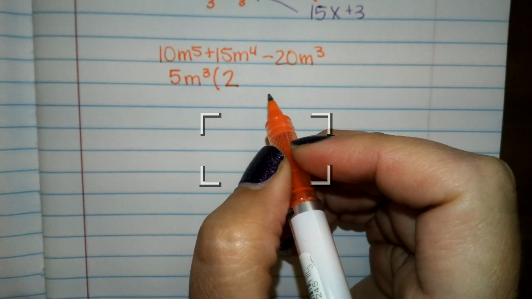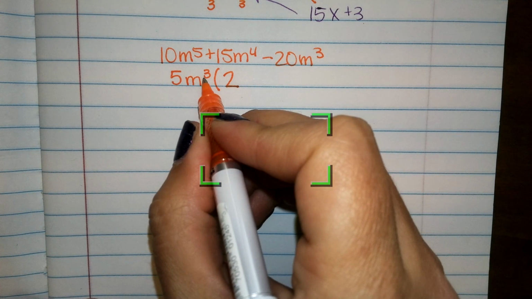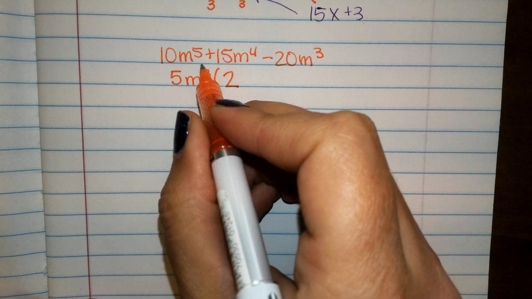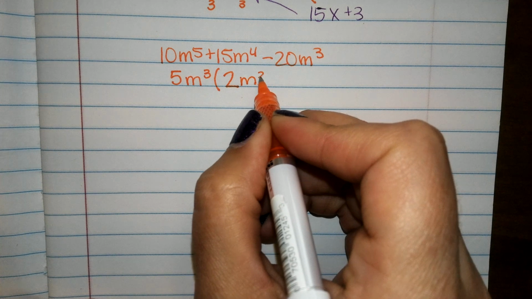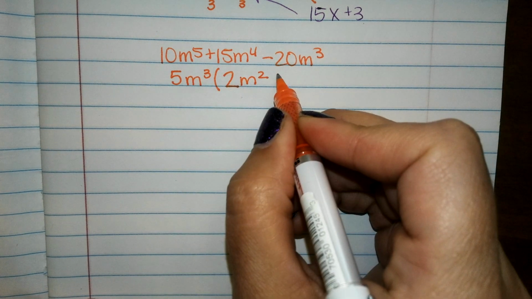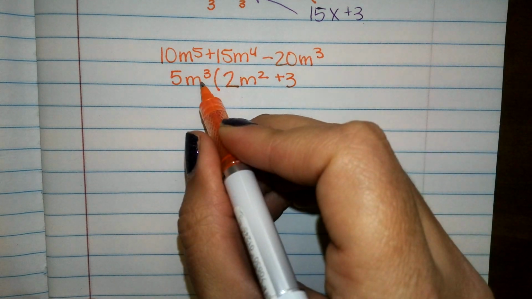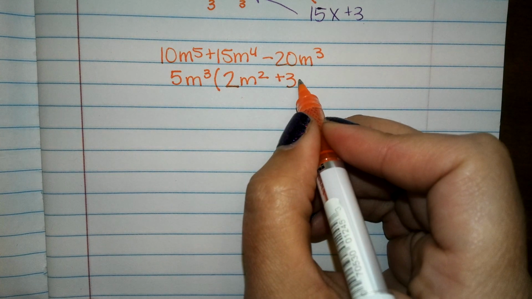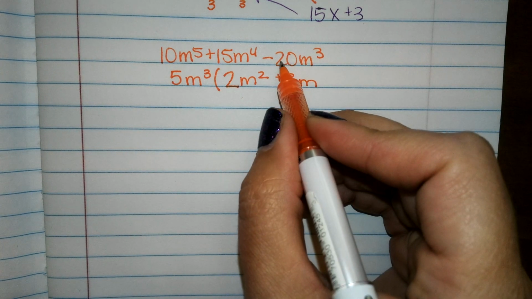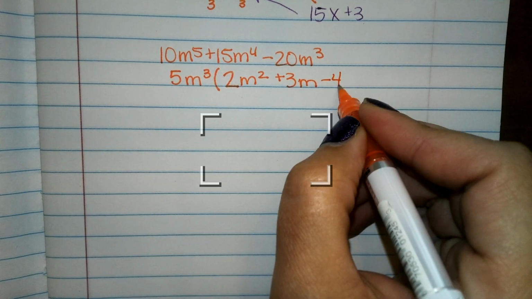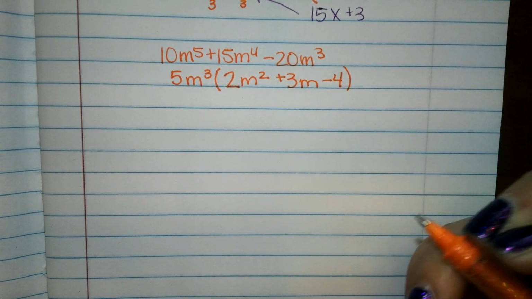Now, when I divide 10 by 5, I'm left with 2. And I have 3 m's. I need 5, so I need 2 more. 15 divided by 5 is 3. I have 3 m's. I need a total of 4, so I need 1 more. And then negative 20 divided by 5 is negative 4. I don't need any more m's, so we're done.